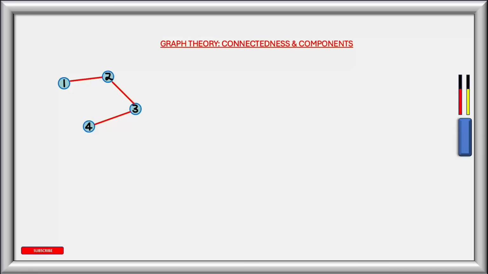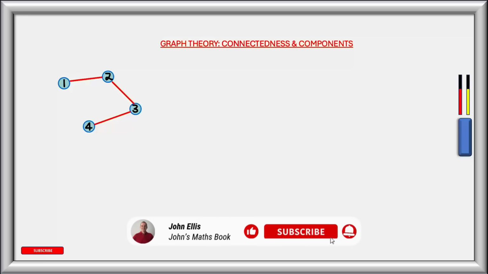In this video, we're diving into connectedness and components related to graph theory. We'll learn how to identify weak links in a network and how to calculate exactly how much pressure a graph can take before it snaps. So let's get started.